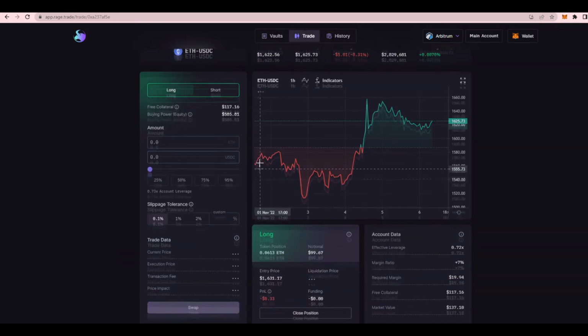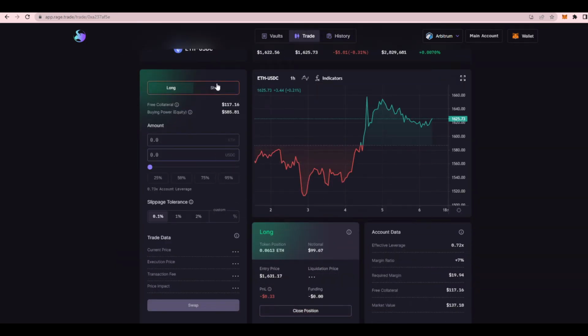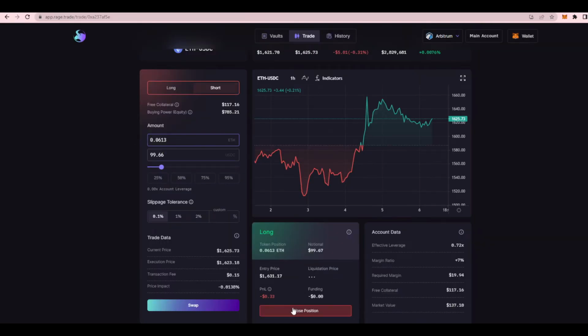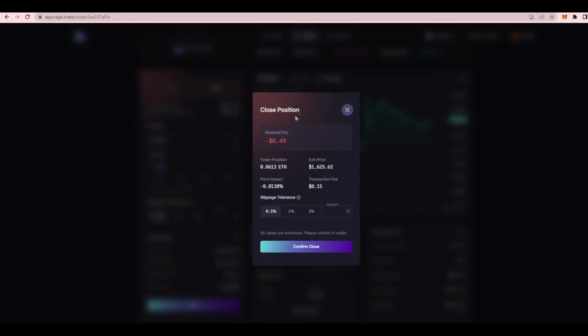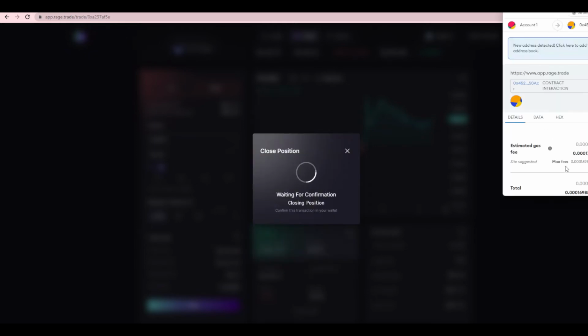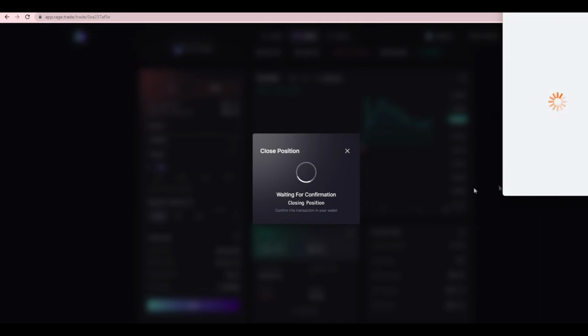So if I go back to trade and I just want to close this position, I can either go to short and then short the equivalent amount here, so that would be 0.0613, and that should do the trick, or I can just press close position here. Obviously you can do this manually, but it is just easier to do that. And then we'll just get all of our stuff here. So realized P&L is minus 49 cents. Awesome. Let me press confirm close, and then we'll just confirm this in MetaMask.